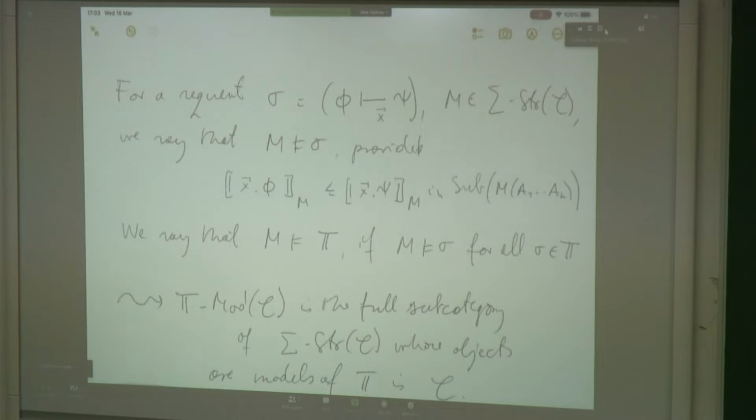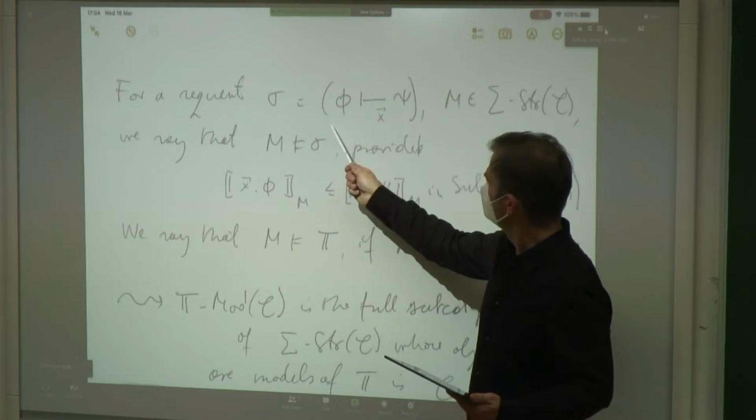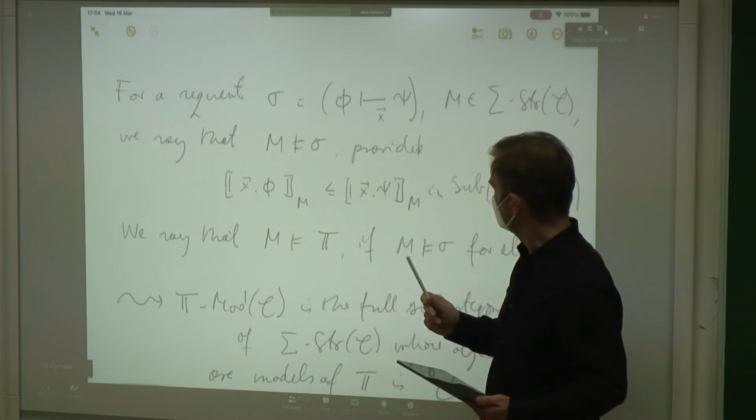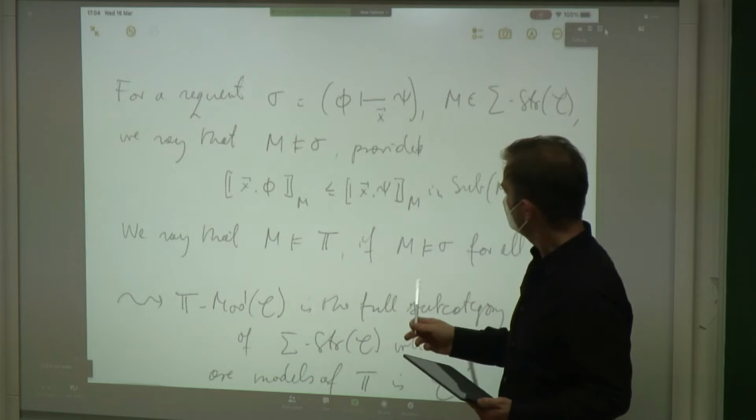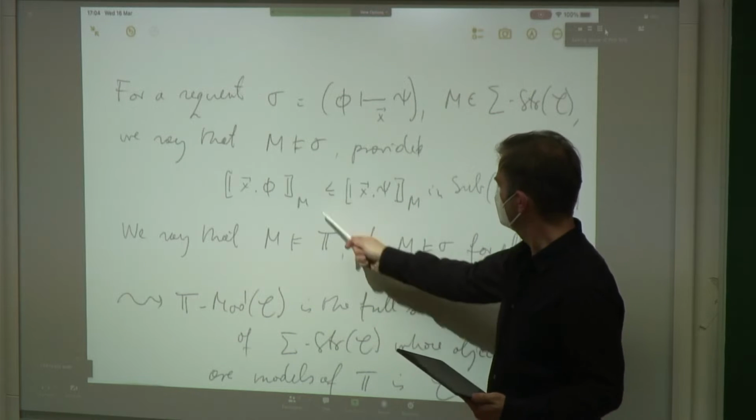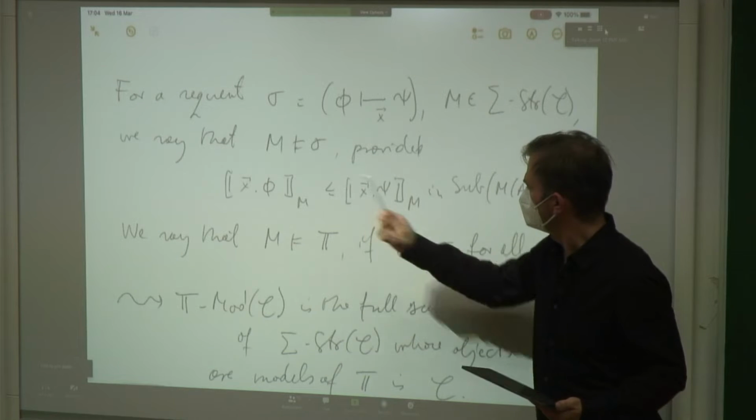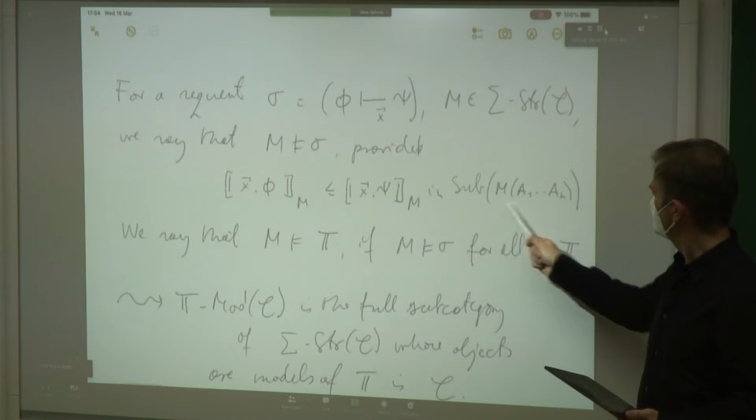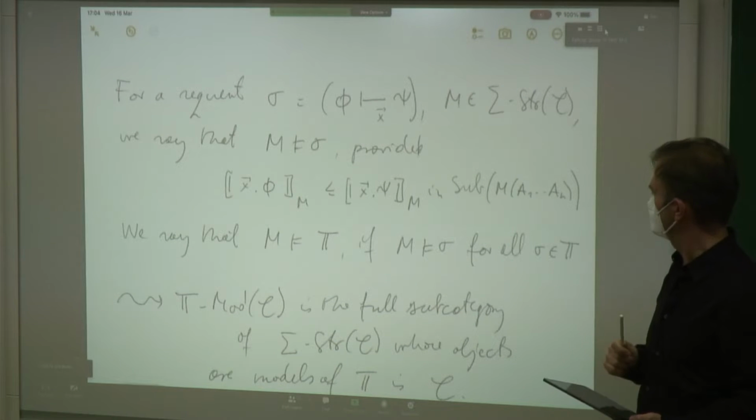So we defined interpretations of formulas inside models, inside structures, and then we explained that if you have a sequent like this with formulas phi and psi, you say that M models the sequent provided this sub-object is strictly less than this sub-object when you consider the ordering inside the sub-objects of the corresponding ambient object.